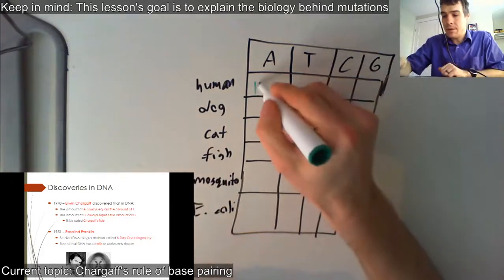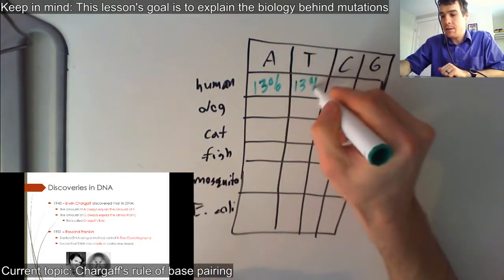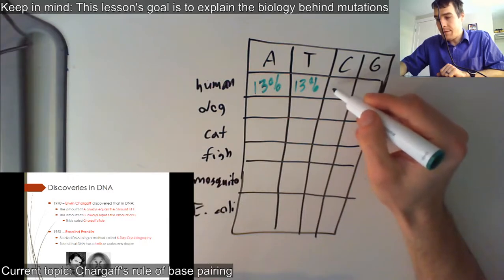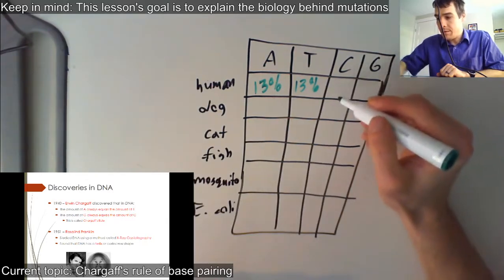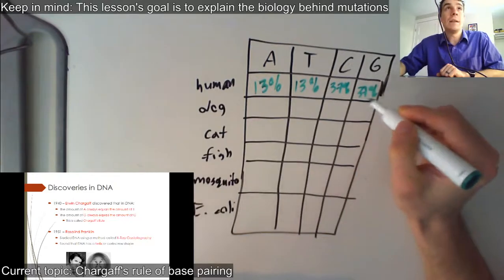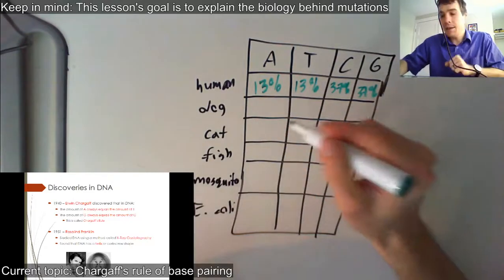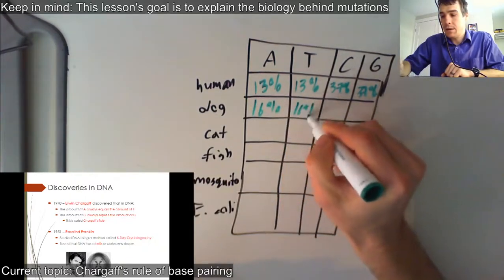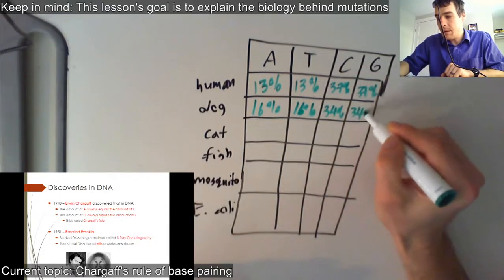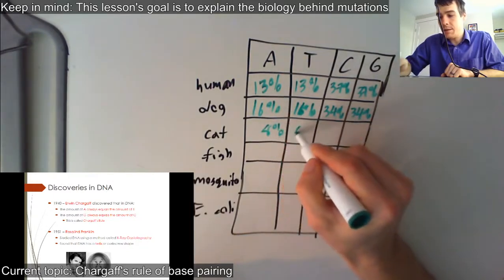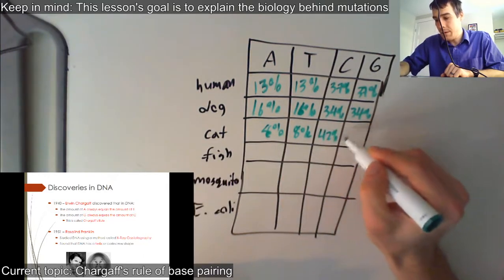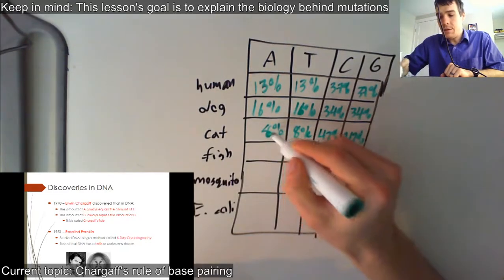Maybe he found in humans that it was 13% A and 13% T, and it's 26, so 74 divided by 2 is 37%. So he always found that these percentages matched, and he found that it was different in different animals. So dogs might be 16%, and then 34% C and 34% G. And cats might be 8%, and 42%. And so on. The pattern continued.